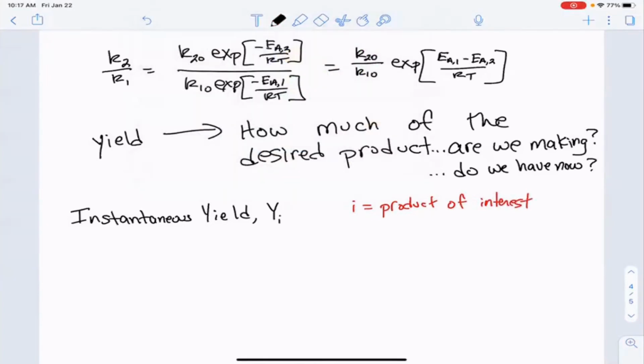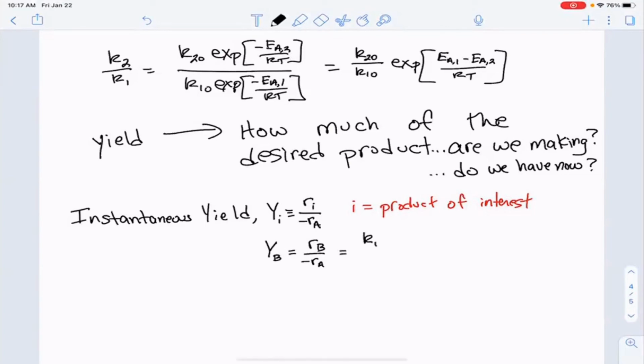Okay. And the instantaneous yield is simply defined as the rate of reaction of the product of interest right now divided by the rate of reaction of the primary reactant, which of course in this case is A. So in our example, the instantaneous yield, YB, would be equal to RB over minus RA. Well, we know the rate of reaction for B. That's the rate law, which we derived earlier.